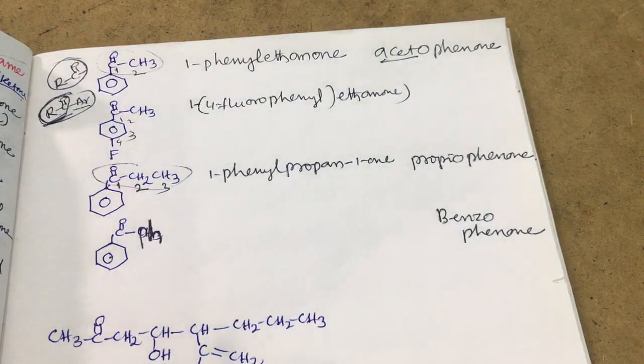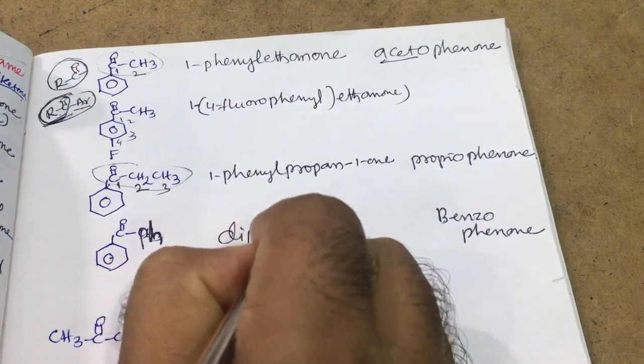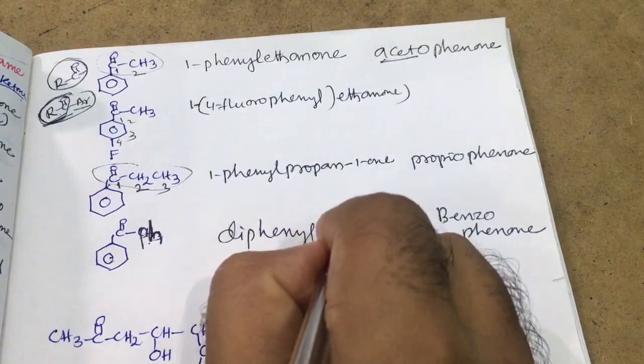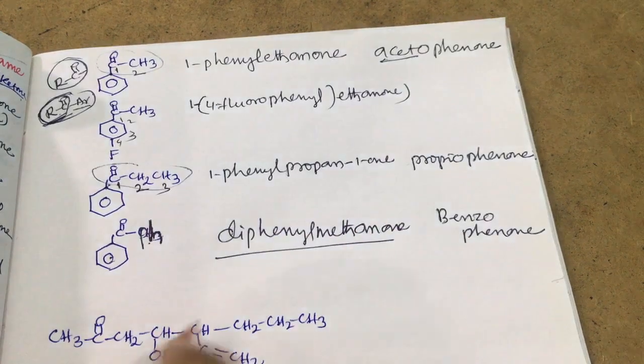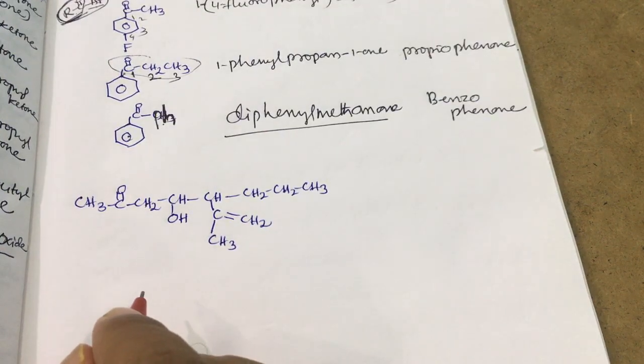This is a common name. The IUPAC name is diphenyl methanone. Next, a very important question for competitive exams.